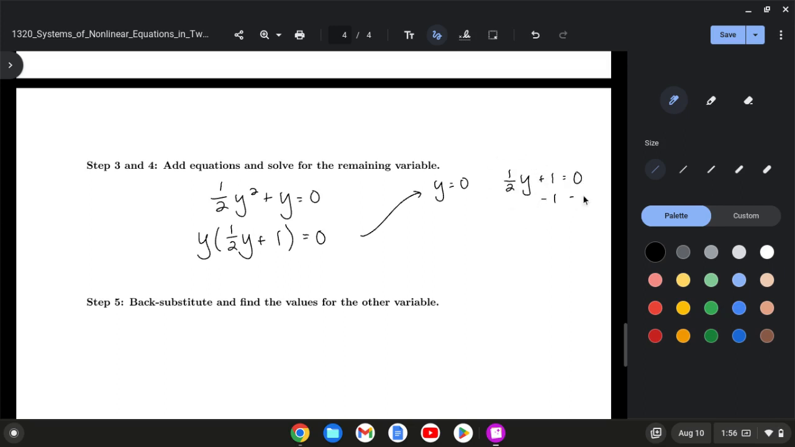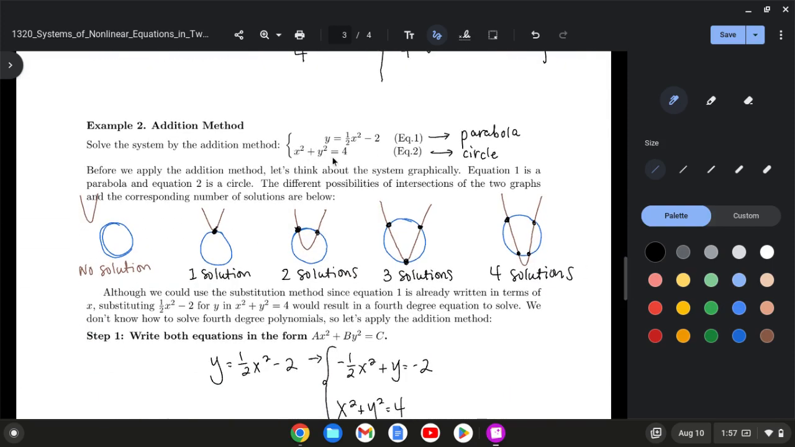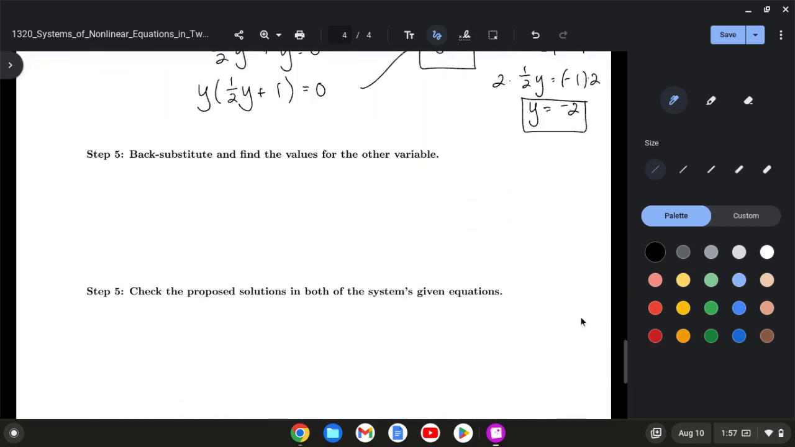Solving for y, subtract that 1, so we get 1/2 y equals negative 1. And then in order to get rid of this coefficient of 1/2, we want to make that a 1. So I'm going to multiply both sides by 2. And so we end up having 1y equals negative 2. So here we have found values for y. Our next step is, well, we have our y's, now we need to find our x. So we're going to back substitute to find the values of x. So I'm going to use this equation, x squared plus y squared equals 4, to solve for those.